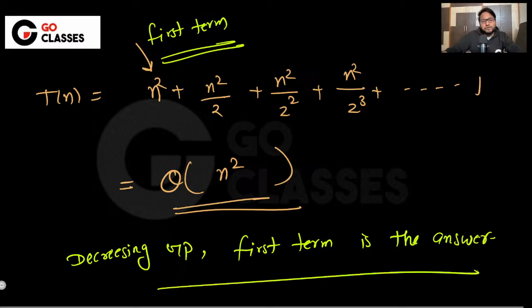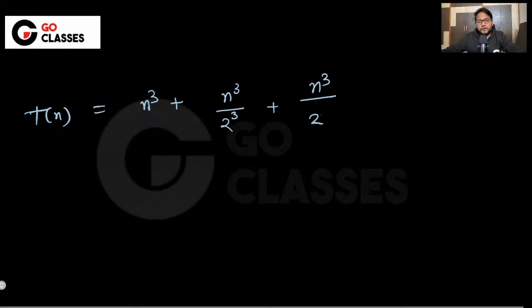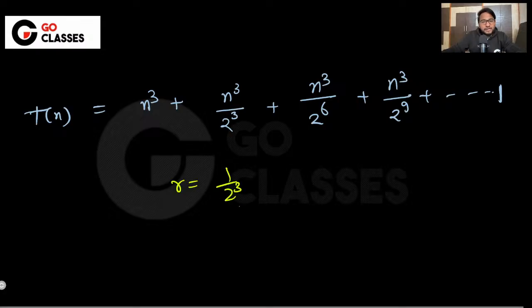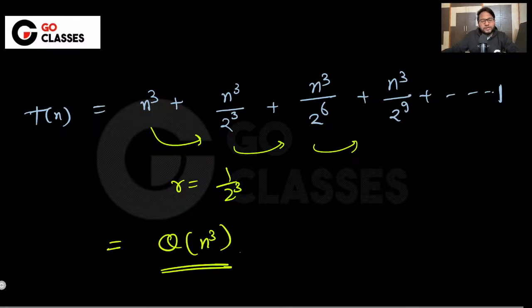Now let me ask you one more example for the decreasing GP itself. Let's suppose the GP is looking like this: n cube plus n cube upon 2 cube plus n cube upon 2 power 6 plus n cube upon 2 power 9, and so on, till 1. So what is the common ratio here? 1 upon 2 cube is the common ratio. Isn't it a decreasing GP? Yes, this is a decreasing GP. So can you not tell me directly the answer? Yes. So what is the direct answer? Theta of n cube. So theta of n cube is the direct answer.